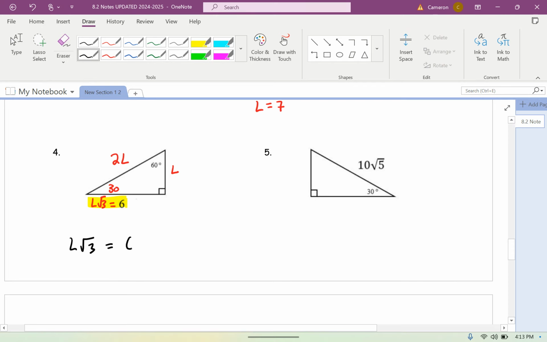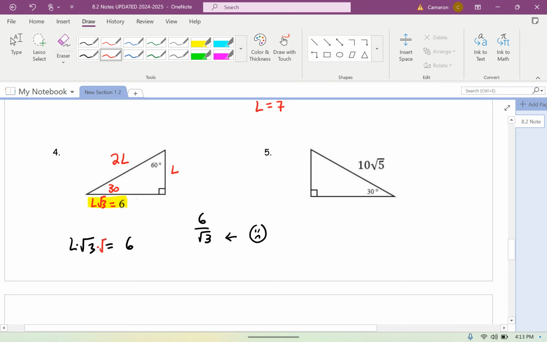If you remember from the 45, 45, 90 examples, if you try to divide both sides by rad 3 in this one, might be your first thought, since we're multiplying L by rad 3, the opposite of multiplying would be to divide. If you do that, you're going to run into that issue where we have a radical in the denominator, and that's just bad news. We can't do that. So the way around that is I'm going to multiply both sides by rad 3, which turns the rad 3 into a 3.